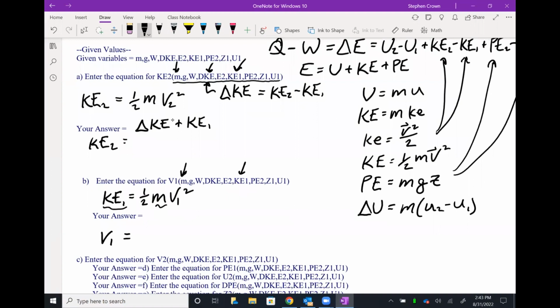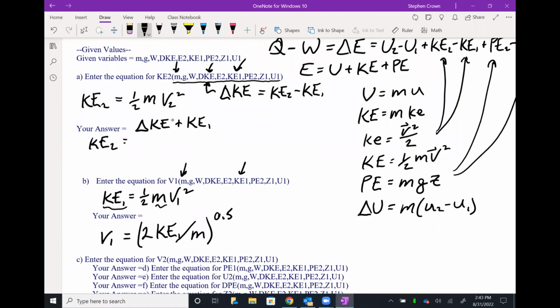So I have v1 equals, I'll multiply both sides of the equation by 2. So I have 2 ke1 divided by m. And then I need to take the square root of that. One way I can do that is raise it to the power 0.5. All right, and that's not a check mark, that's a ke1.